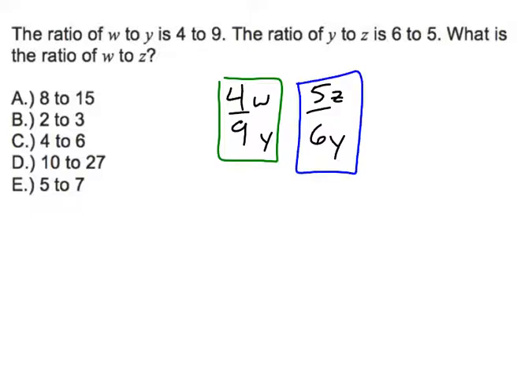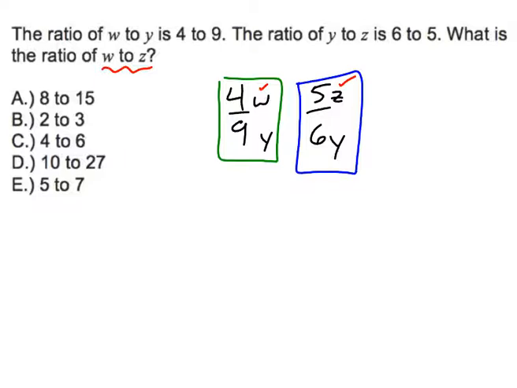If I'm going to then compare the ratio of W to Z, I want W and Z to be in the same location. So notice they are both in my numerator. That means that Y is both of my denominators. So let's get them to be equal denominators. Because we're going to compare these fractions, and we want to see how W compares to Y and Z compares to Y with the same Y's. If I can do that, I can answer this question.